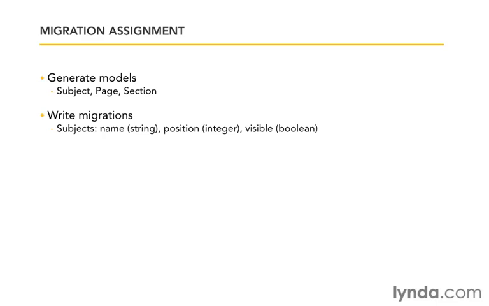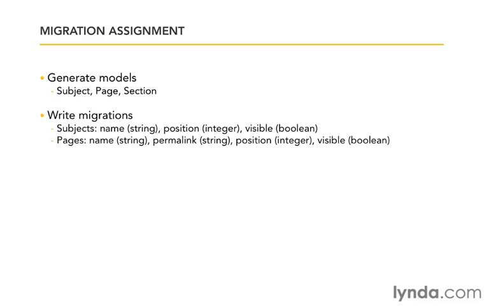For subjects, we're going to have name, position, and visible. So the name will just be the name that's going to appear in the navigation. Position will let us know where it should appear. We want to be able to resort these into a different order, so we'll have the position as an integer. And then visible will allow us to turn it on and off. We might have a subject that's visible, and if we say, oh, you know what, let's take that subject away, we could click it to invisible, and then suddenly it would disappear off the front end of our website.